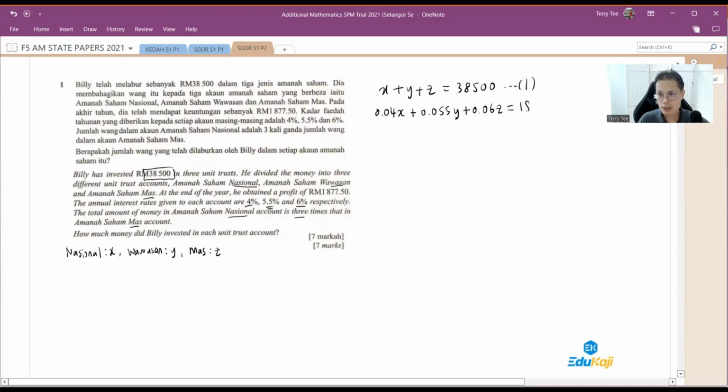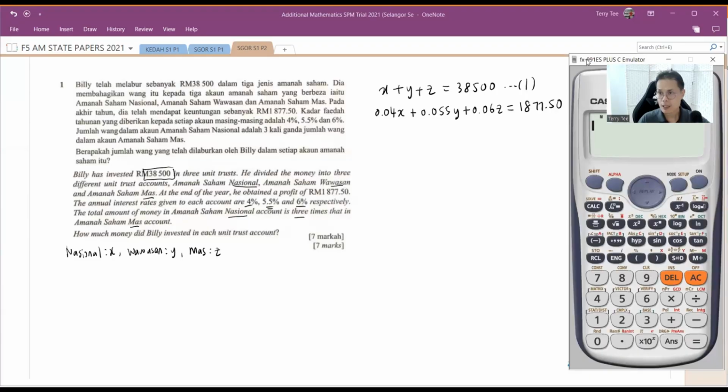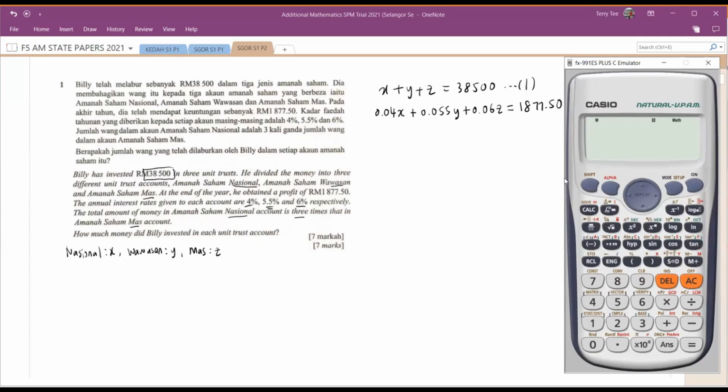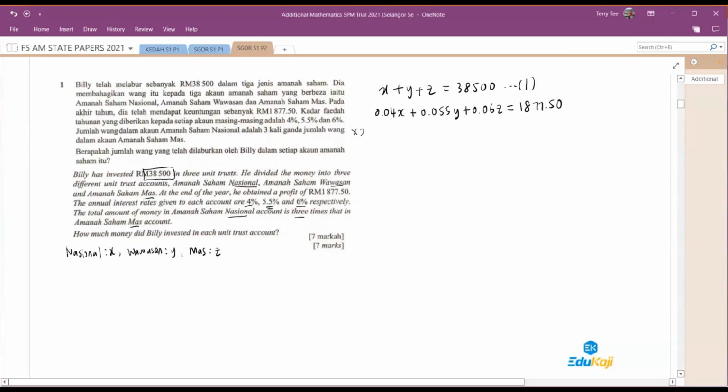This total is 1,877.50. Now, a lot of people don't like the decimals here, so we can simplify to the lowest terms. I can't just multiply by 100, because 0.04 times 100 is 4, 5.5, and 6, so I still have a decimal point. 0.055 is 11 over 200, so in order to get rid of the decimals, I need to multiply everything by 200.